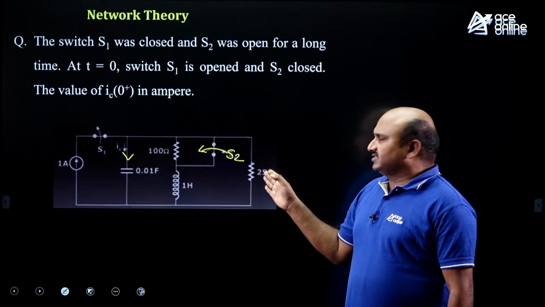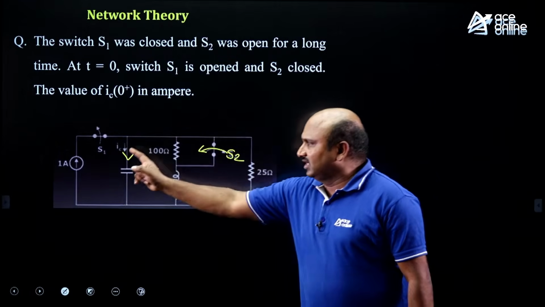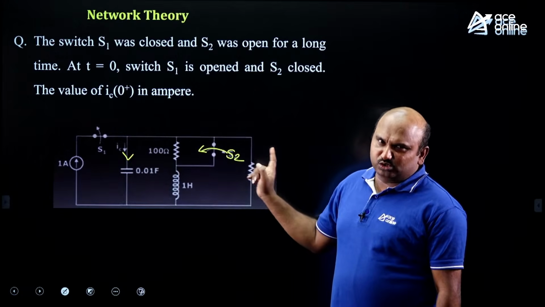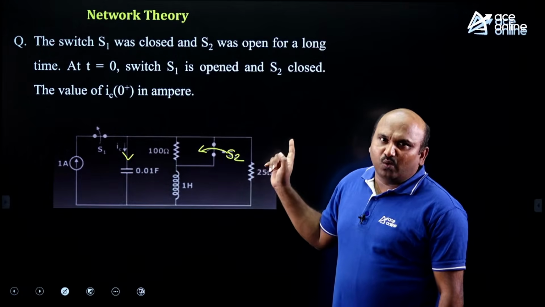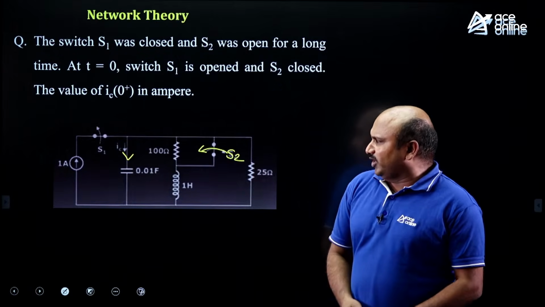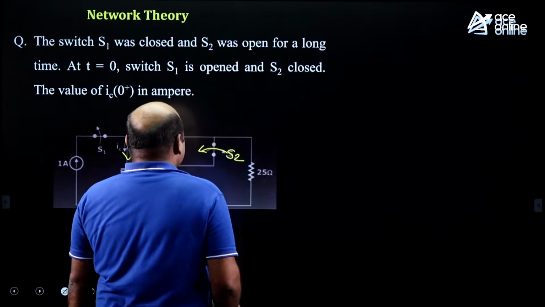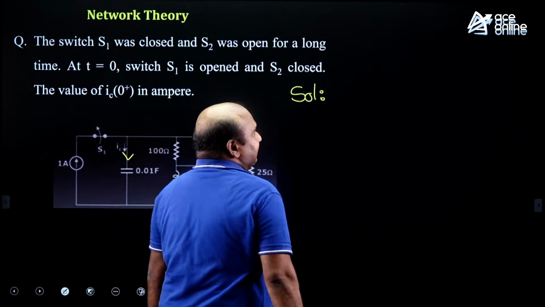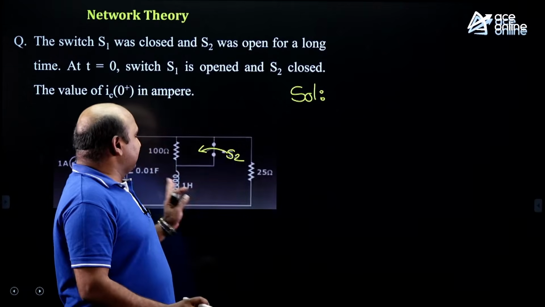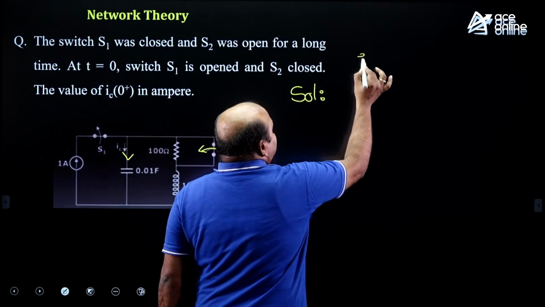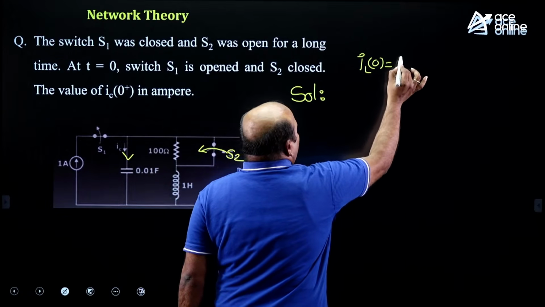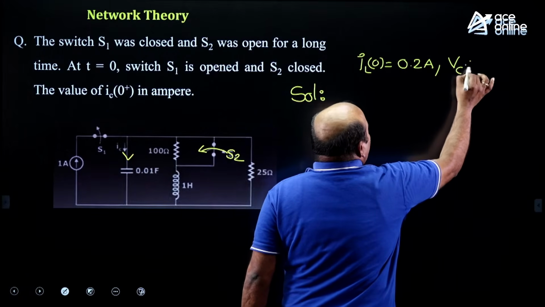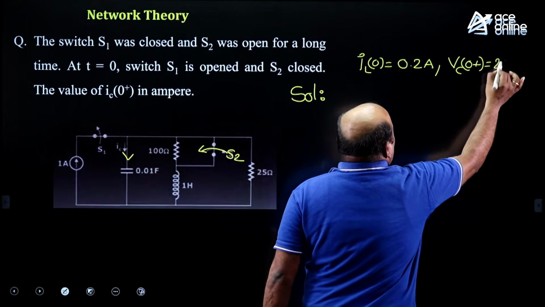Total current into the opposite resistor is the sum of the two resistors, nothing but 1 into 25 by 25 plus 100, which is equal to 1 by 5, which is 0.2 amperes. Now let me take the initial values of the inductor and capacitor. Once you obtain the initial values, IL of 0 is equal to 1 by 5, which is 0.2 amperes, and VC of 0 plus is equal to 20 volts.